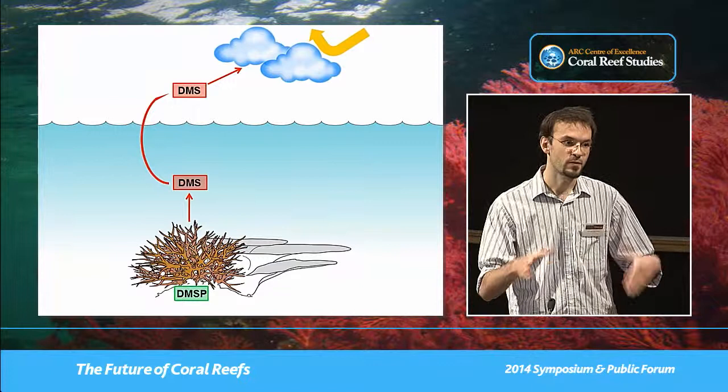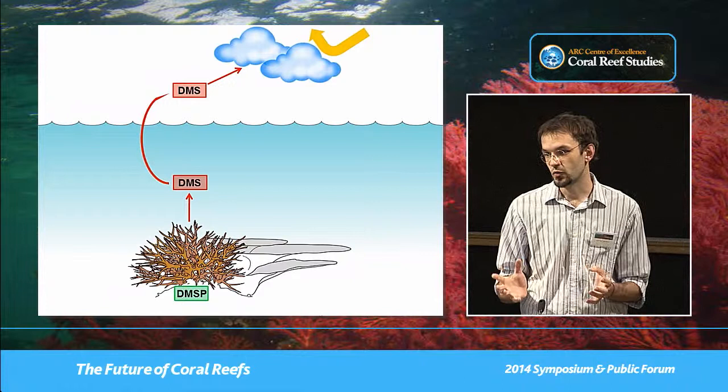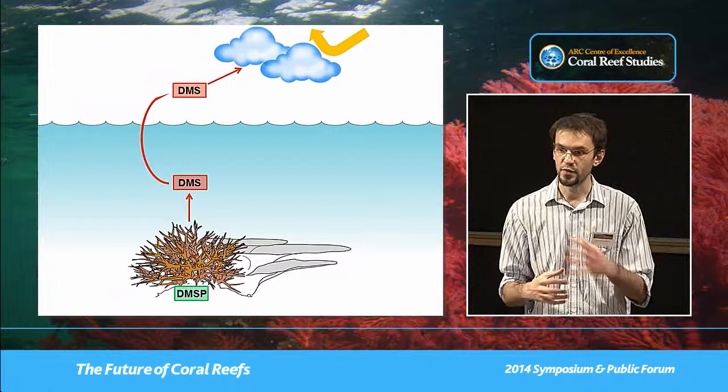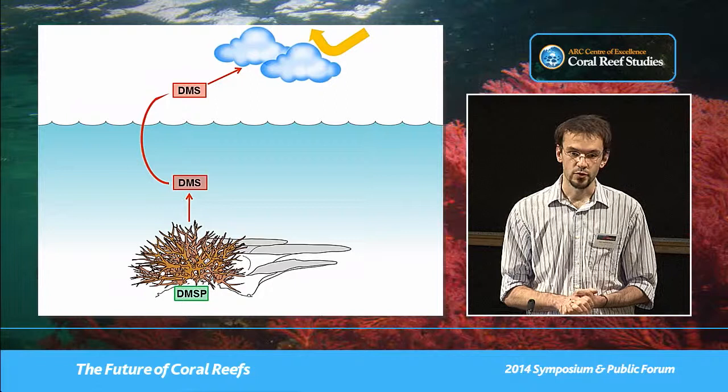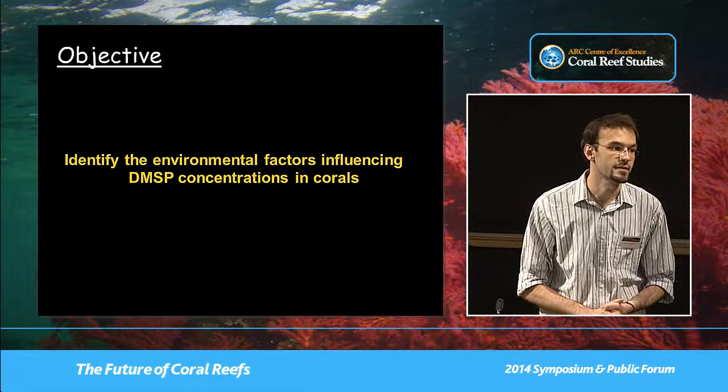However, so far, not much is known about DMSP production. We don't know if DMSP in corals varies throughout the day. We don't know if it varies throughout seasons. And we don't know what's happening during stressful events. So that was one of the objectives of my PhD, trying to elucidate what kind of environmental parameters are influencing these DMSP concentrations in corals.